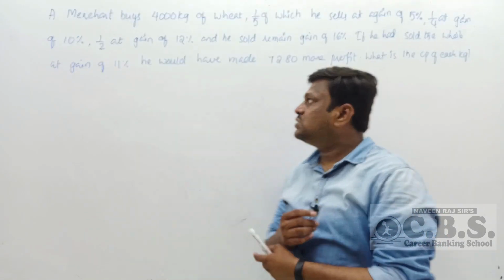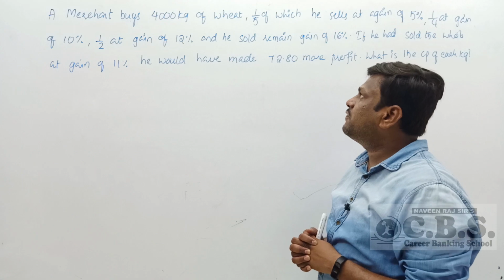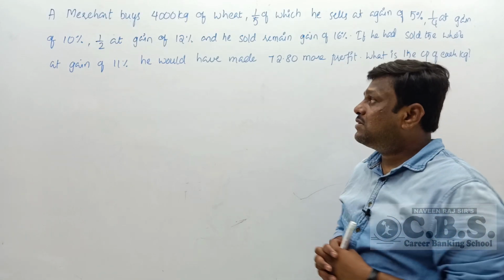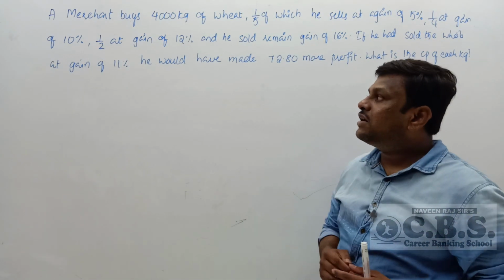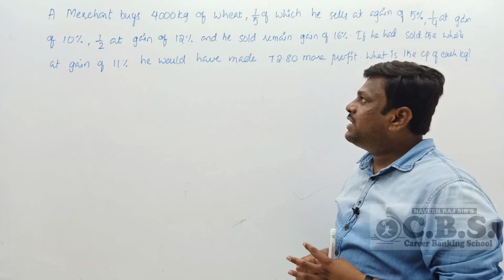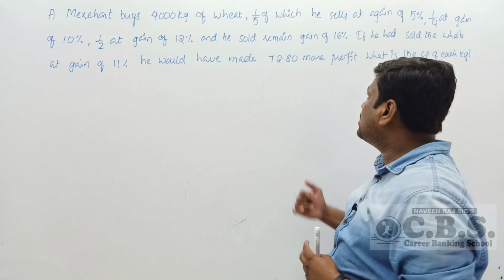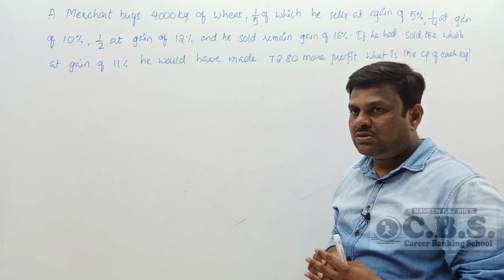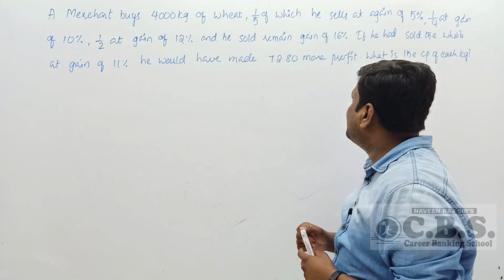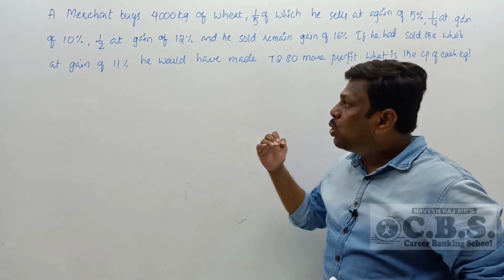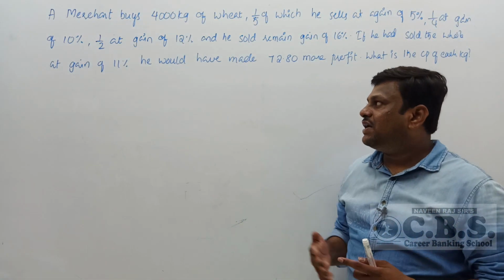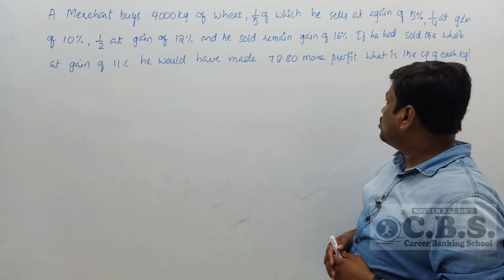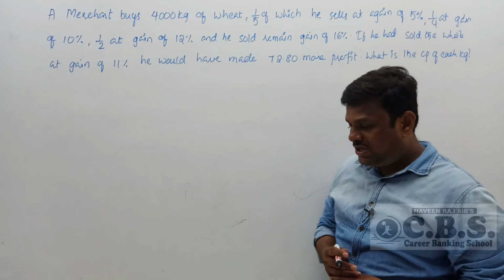It's a very important question. A person buys 4,000 kgs of wheat, 1/5 of which he sells at a gain of 5%, 1/4 at a gain of 10%, half at a gain of 12%, and he sold the remainder at a gain of 16%. Okay, this is one type of condition in the question. And the second condition: if he had sold the whole at a gain of 11%, he would have made 72.80 more profit. What is the cost price of each kg?